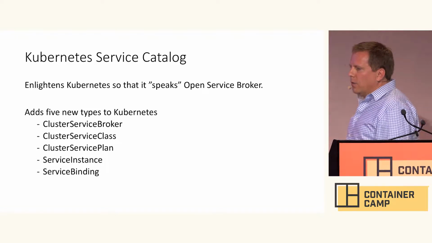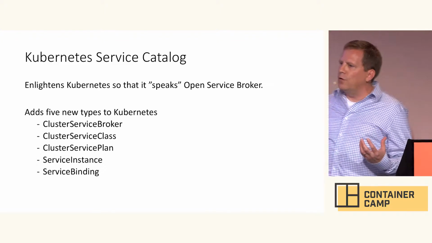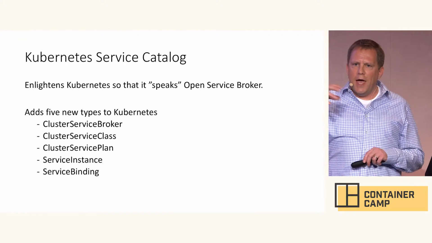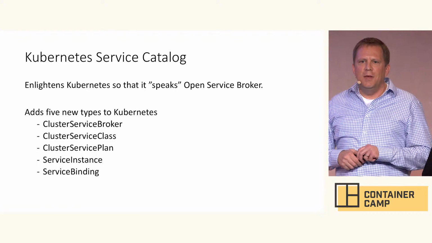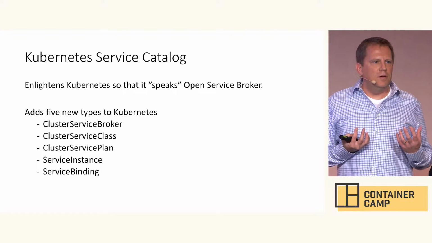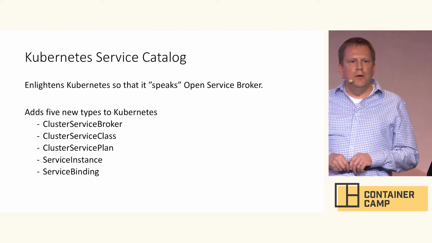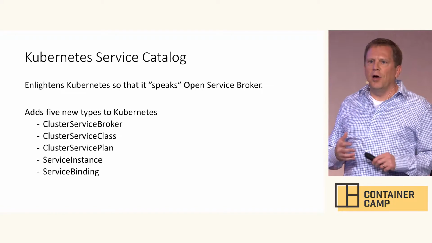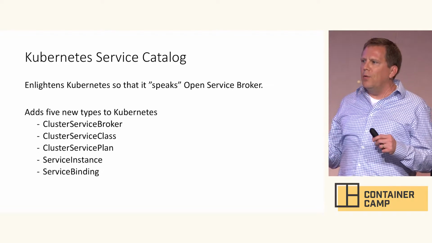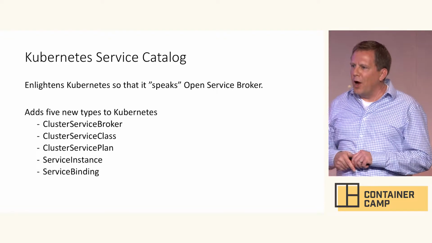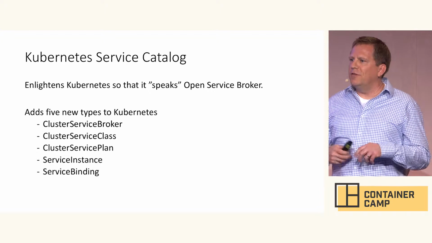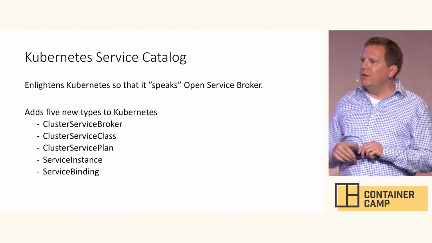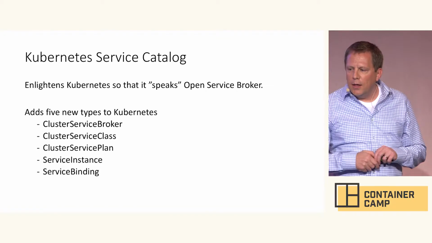With that out of the way, what is Kubernetes Service Catalog? Service Catalog is an add-on to Kubernetes that basically enlightens Kubernetes so that it talks to Open Service Broker compliant APIs. Out of the box, Kubernetes is not OSBA aware, or is not Open Service Broker aware. Service Catalog basically makes it so that it understands, hey, I can natively talk to an Open Service Broker API.